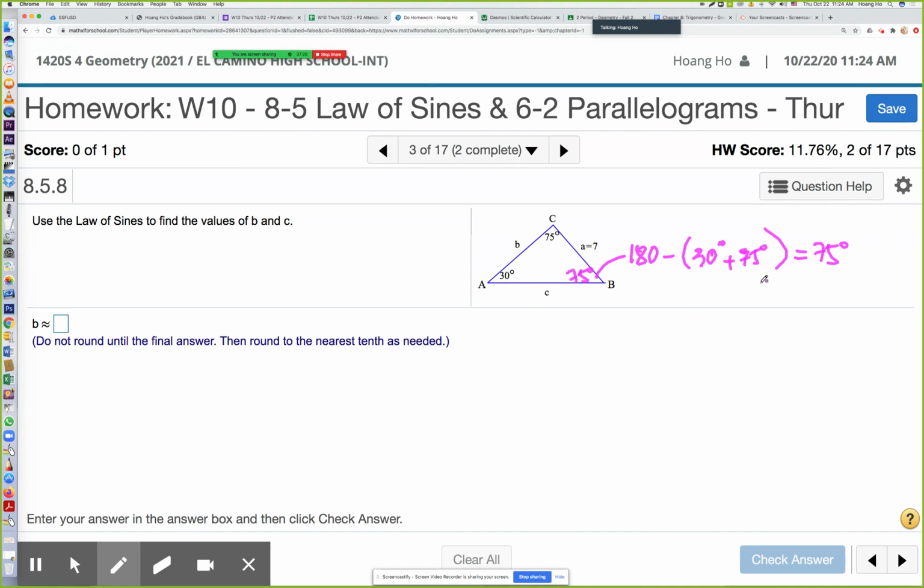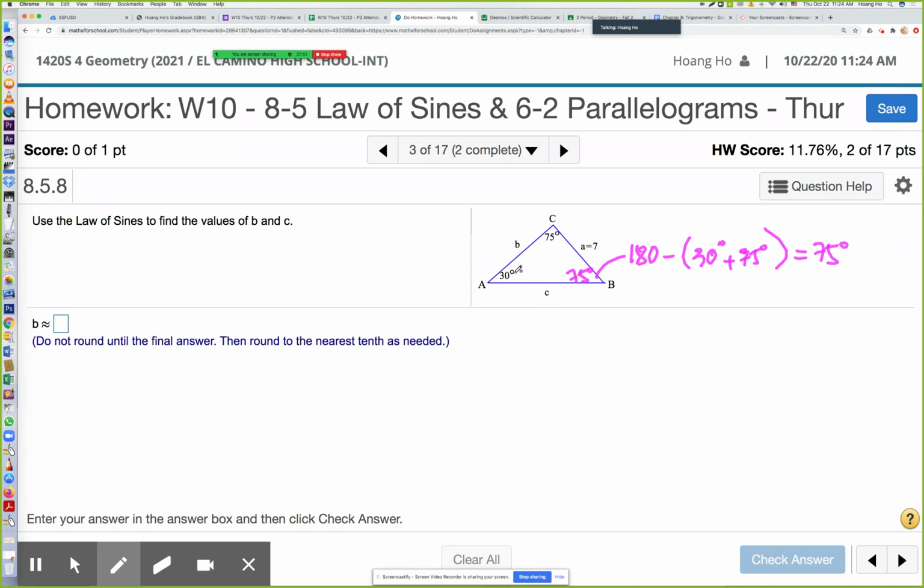Oh, that's interesting. 105 and 75. So what does it mean? It means the values of B and C are exactly the same, because the triangle is an isosceles triangle. So all I need to do is find the value of B, and the value of C is exactly the same.